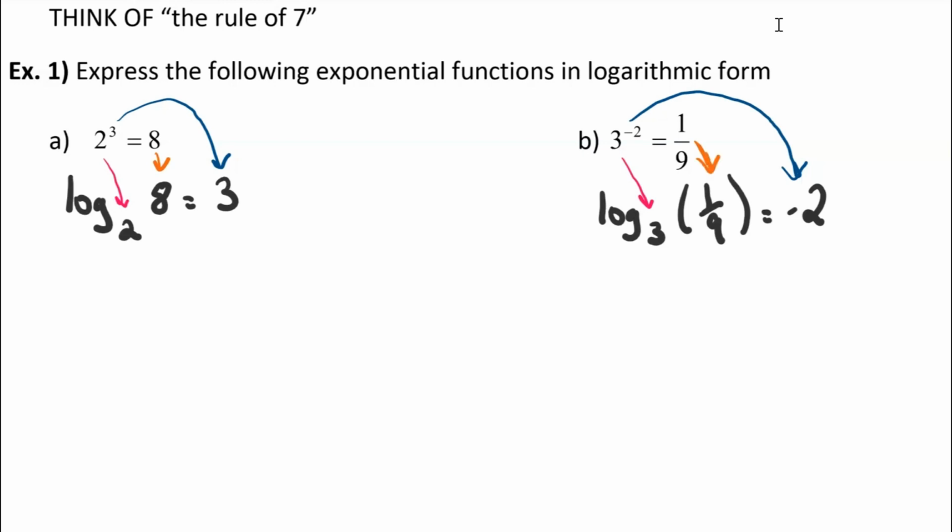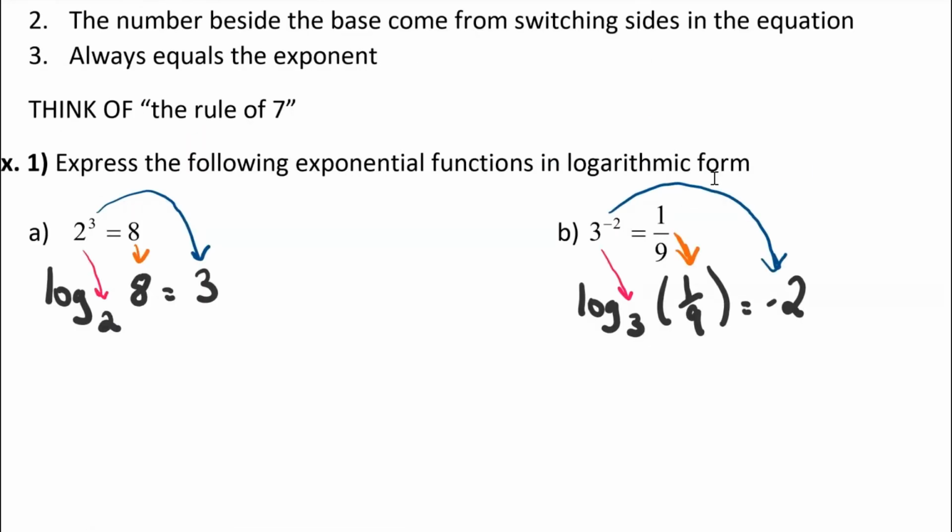Okay, so that's how you would split up. That's how you express an exponential function in logarithmic form. If you look at this, it says the rule of 7. It kind of makes a 7, and it looks like this. So for log base 2, you go across. Your 2 starts first, then you write your 8, and then you finish with your 3. That's the order of the numbers when you're writing a log.